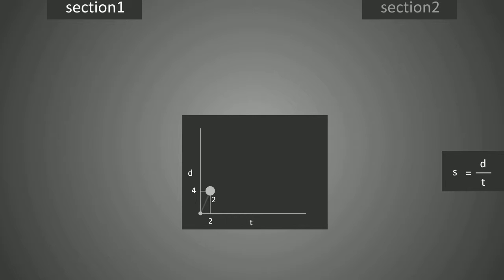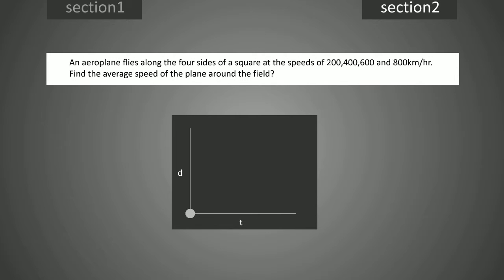Okay, section 2, problem 1. An aeroplane flies along the four sides of a square at the speeds of 200, 400, 600 and 800 kilometers per hour. Find the average speed of the plane around the field. So an aeroplane flies the same distance x 4 times with speeds being 200, 400, 600 and 800. And we need average speed.